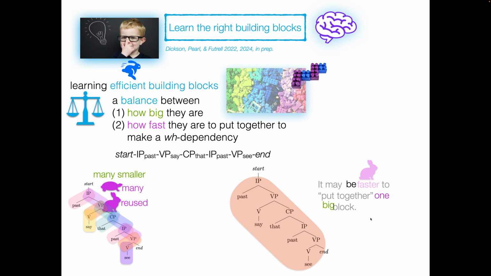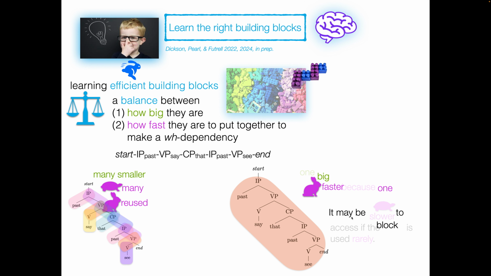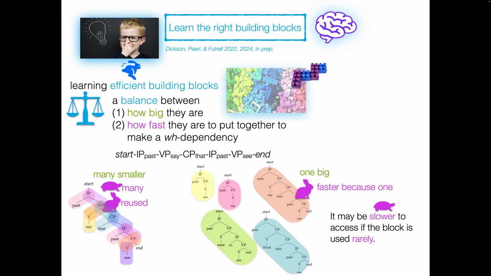In this case, of course, it may be faster to put together one big block. You're not putting together anything. You're just done, one and done, right? But maybe it's slower to access that block if the block is used rarely. Basically, if you have one per WH dependency, maybe it's not so easy to grab them because you don't grab them that often. So you have these balances of things that make it fast and things that make it slow.